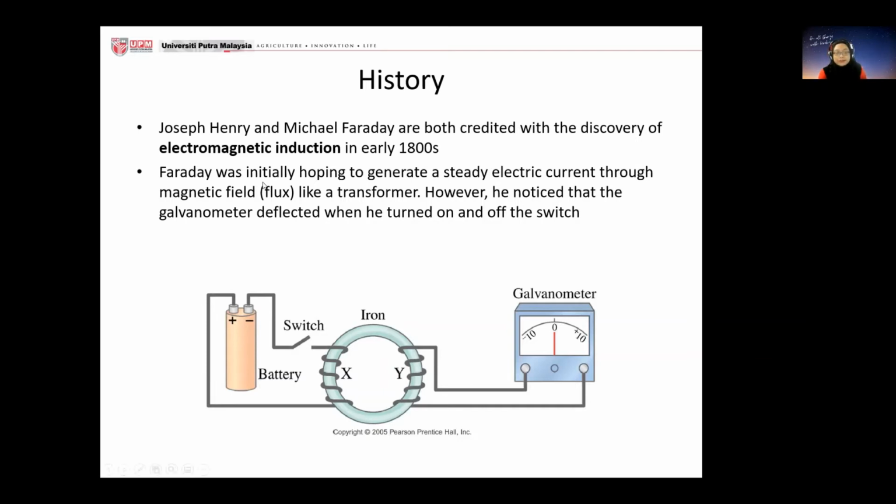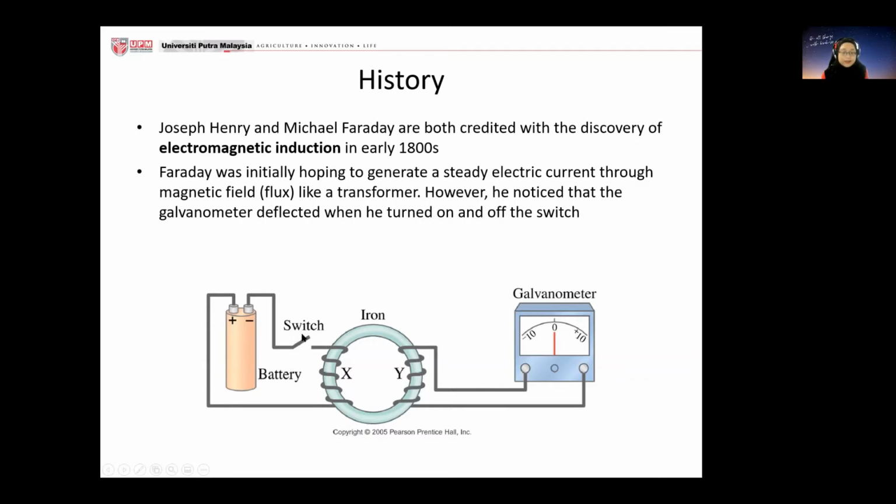So he devised an experimental setup, something like this. This is iron, and you have the coil here. They have the power source, which is the battery, which will supply the current. When he did that, nothing happened when it's static.